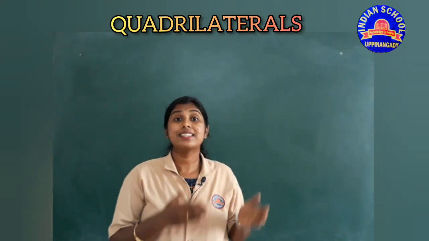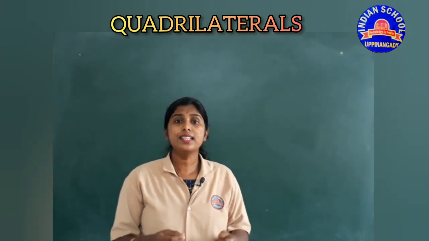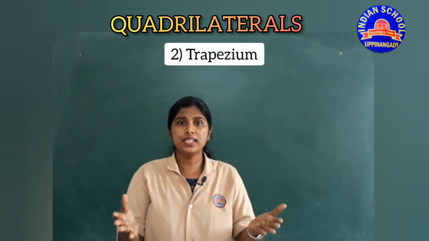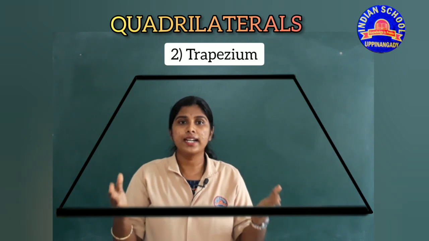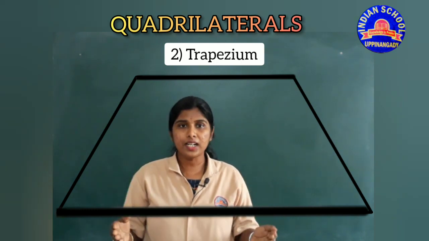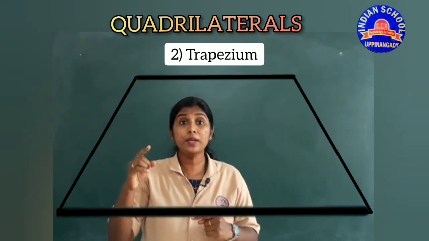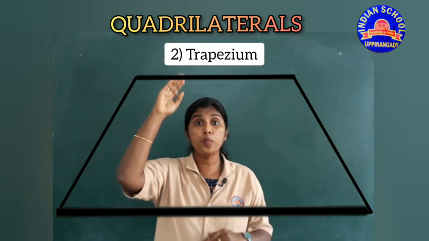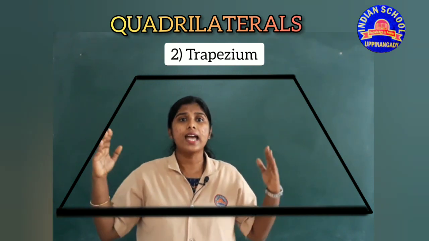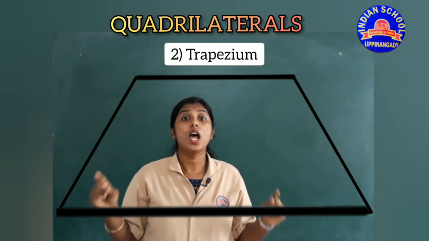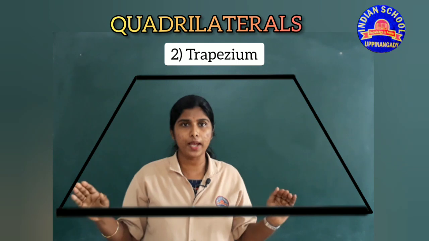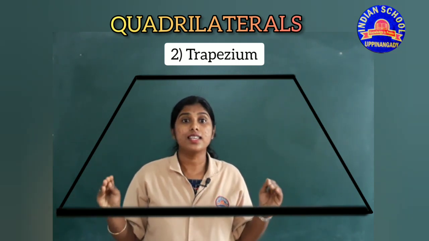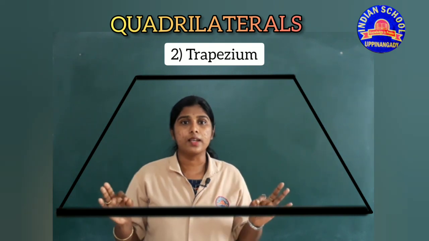Let us move on to the second category, that is trapezium. So, dear student, look here, this is the shape of a trapezium. In a trapezium, only one pair of opposite sides are parallel, and the other pair of opposite sides are non-parallel. They are not parallel. So, such a quadrilateral is called a trapezium.